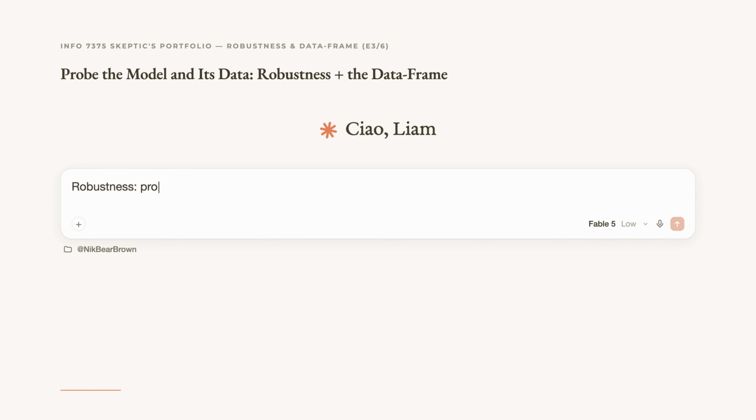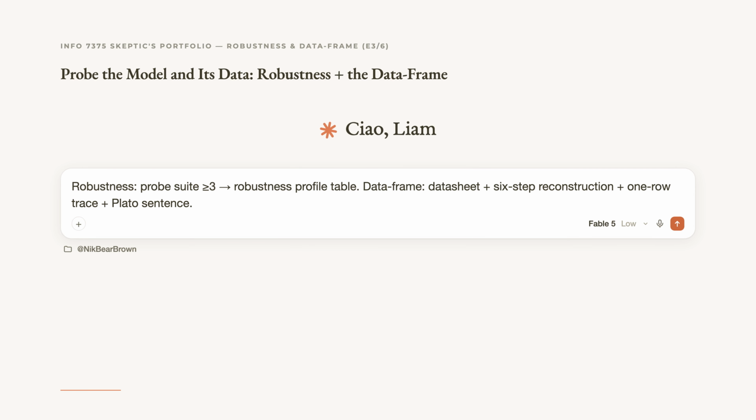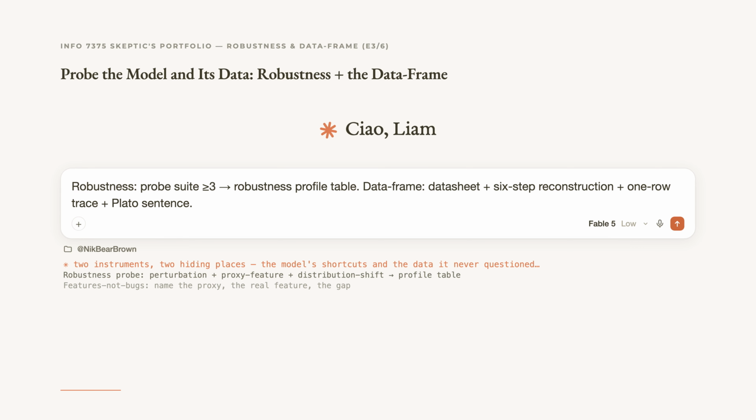Zhao Liam, episode 3 of 6, two instruments in this episode, and they attack the two places a build hides mistakes. The robustness probe attacks the model. It asks what the model actually learned by testing whether removing or perturbing specific inputs breaks the predictions. The data frame audit attacks the data. It asks what the data actually is by reconstructing the decisions that produced it.